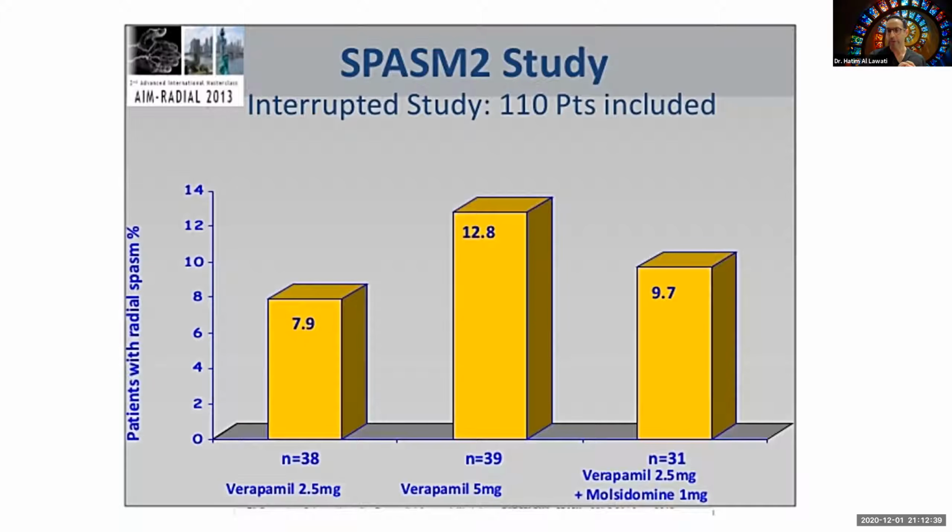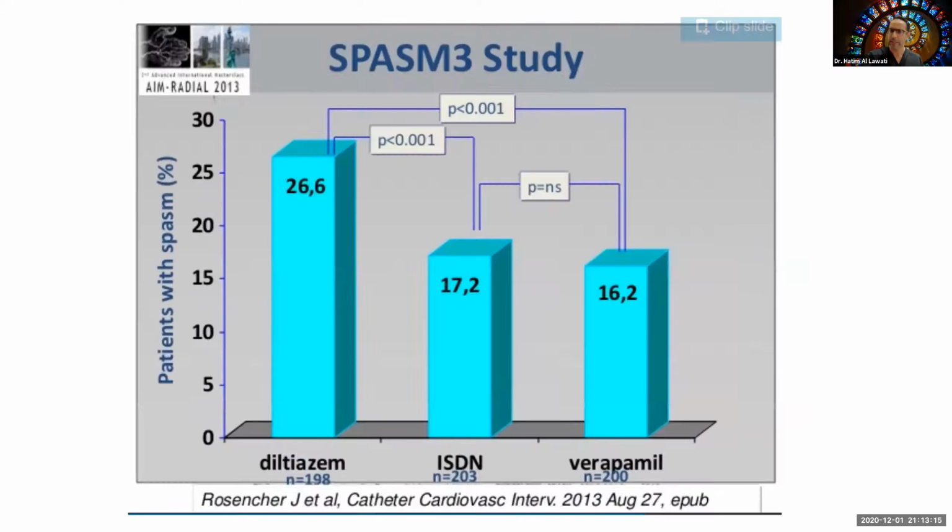So at 2.5 milligrams of verapamil, the incidence of radial artery spasm was 8%, which is very comparable to the results that they reported in the first SPASM study. But paradoxically, when you gave 5 milligrams of verapamil intra-arterial, there was an increase in the incidence of radial artery spasm for reasons that the investigators could not understand or explain. And even when you combine verapamil with molsidomine, the incidence of radial artery spasm was still higher when compared to using verapamil at the dose of 2.5 milligrams only. Again, findings that were very hard to explain.